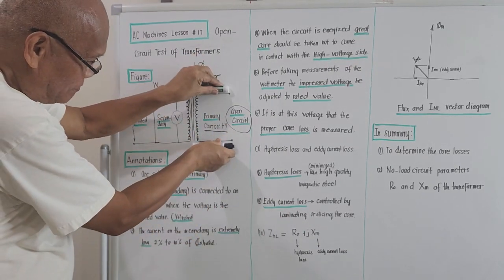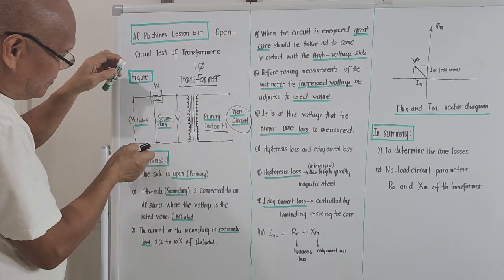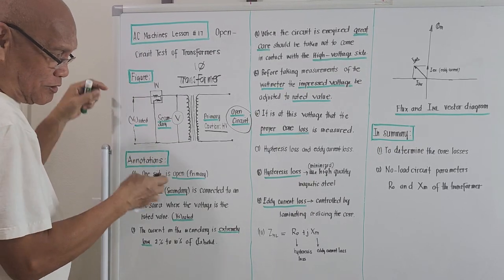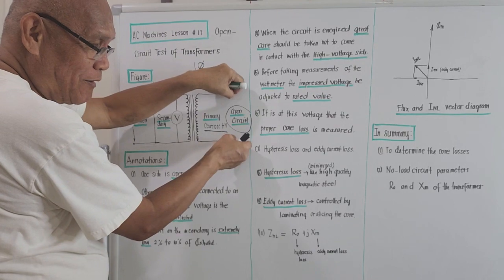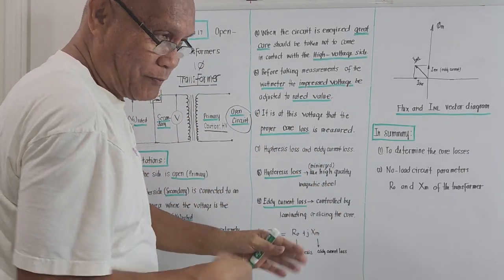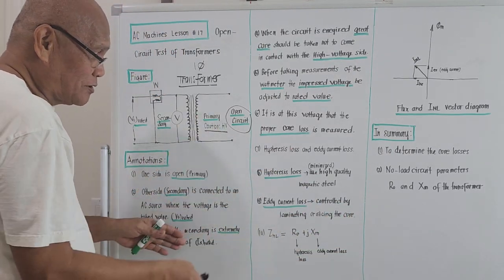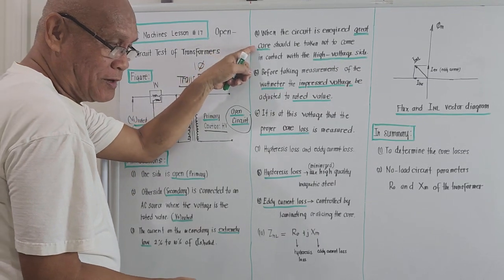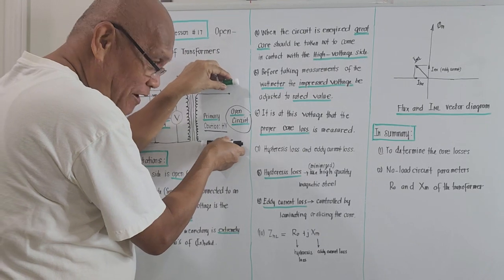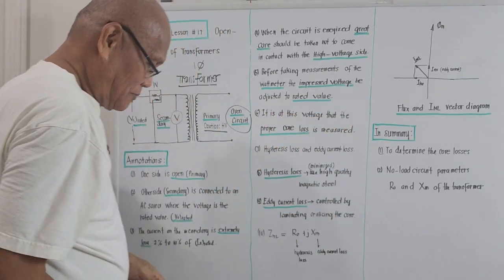The applied voltage on the secondary is the rated secondary voltage. So just in case you touch this one, you will become the load, and I don't know how much current will be going into your body. That's why, under annotation number 4, be careful not to touch the primary side when you are performing the open circuit test.